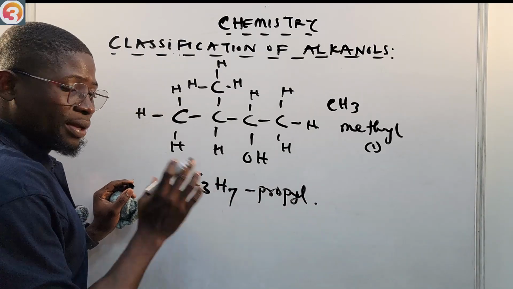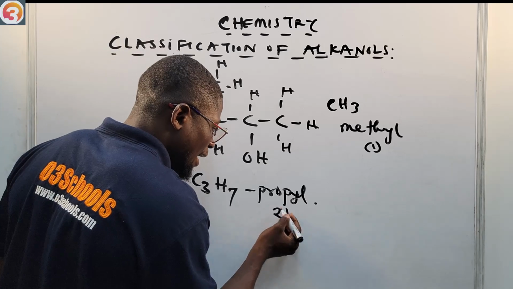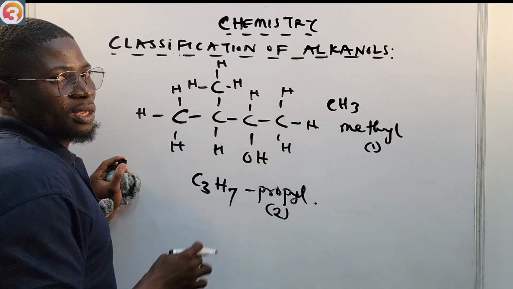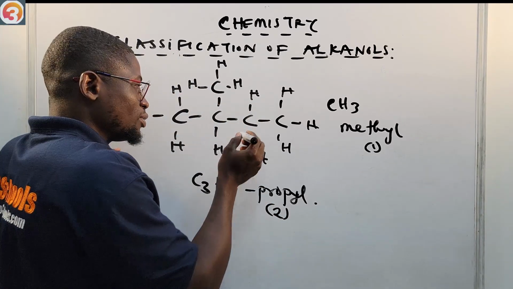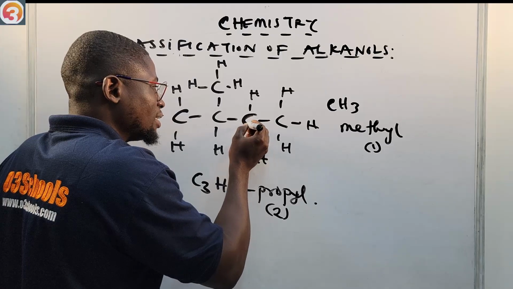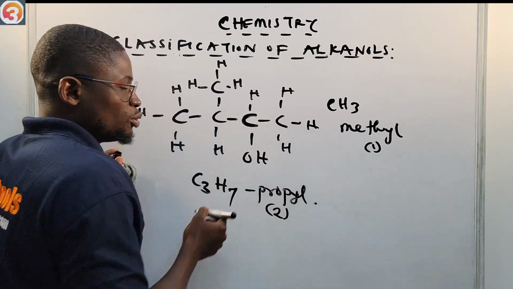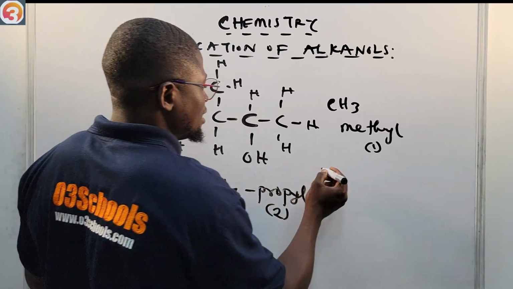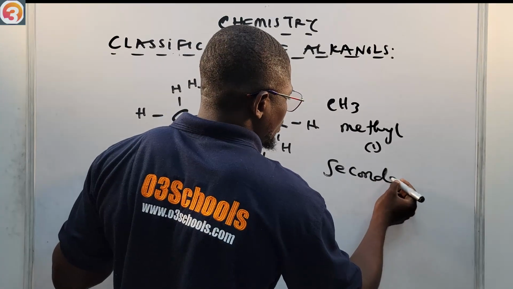So this propyl group is the second alkyl group present in this compound, especially when we are talking in respect to this carbon that is bearing this OH group. So for that singular reason, this is a secondary alkanol.